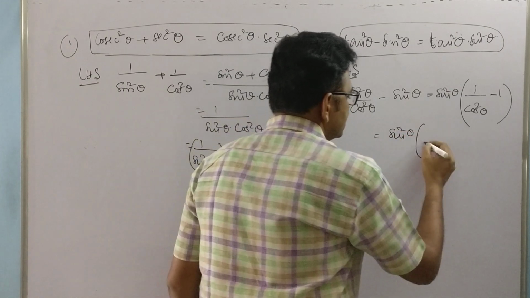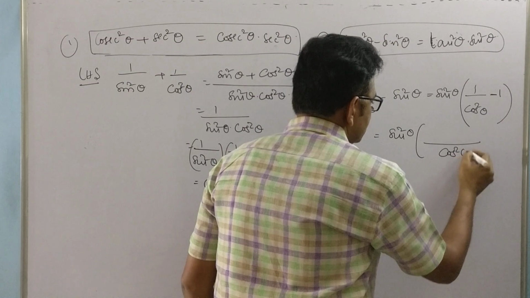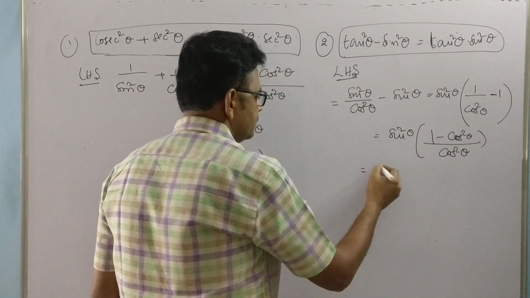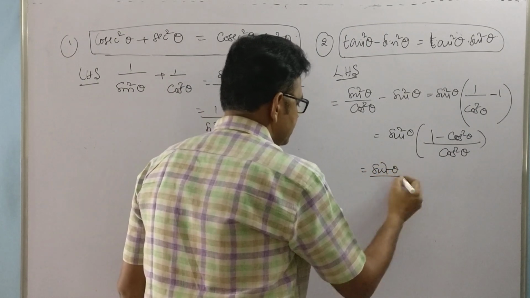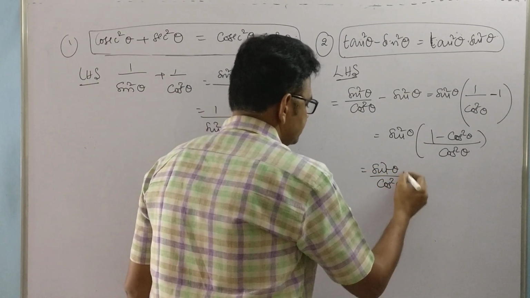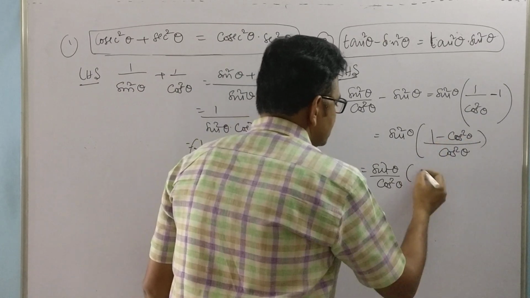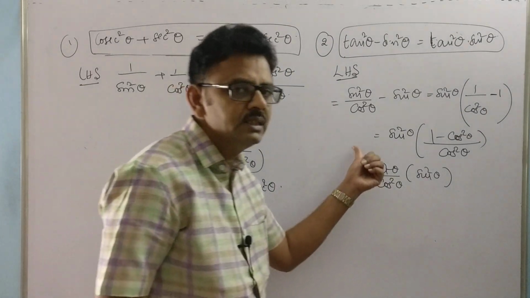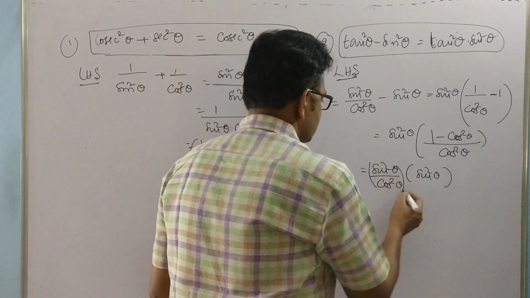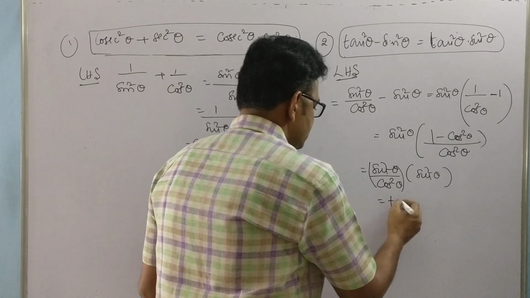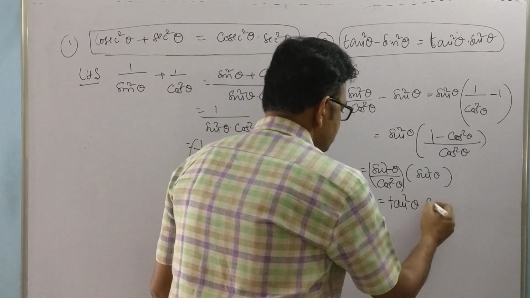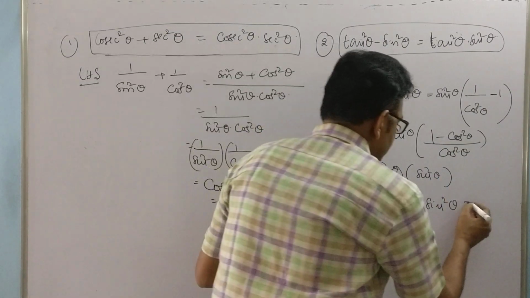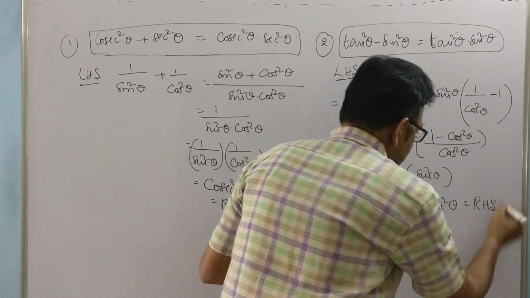If you are taking LCM, cos square theta, that is equal to sine square theta by cos square theta into 1 minus cos square theta. 1 minus cos square is sine square theta. Again sine square by cos square is tan square theta, that equals tan square theta into sine square theta, which is RHS. So this is one result.